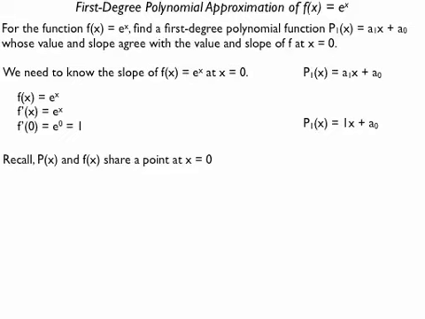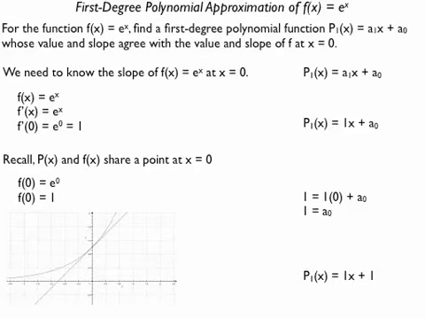Now, we're going to use the other piece of information. Recall that p of x and f of x share a point at x equals 0, so their y values must be the same as well. And f of 0 is 1, so I'm going to substitute 0 comma 1 into my line, and I'm getting my y-intercept there to be 1. So p sub 1 of x is 1x plus 1.